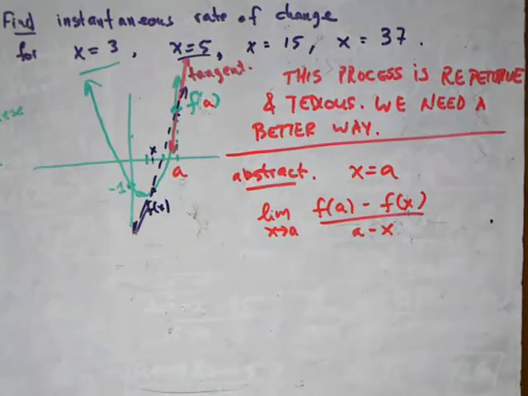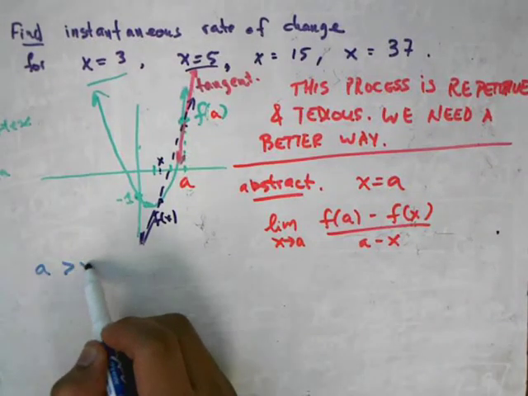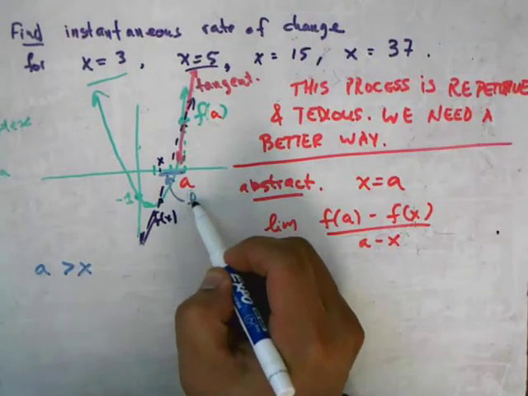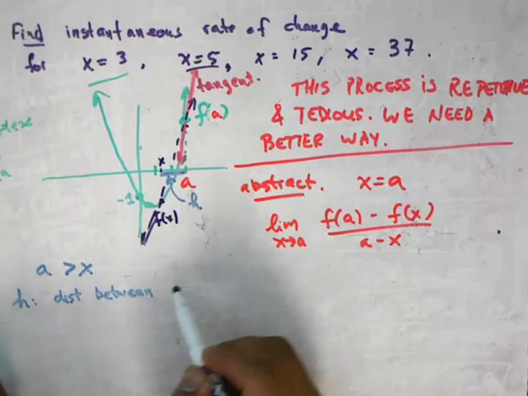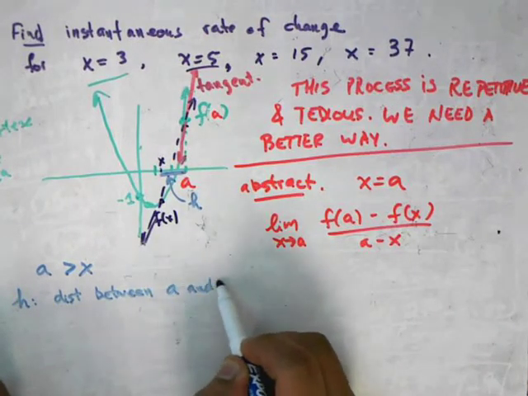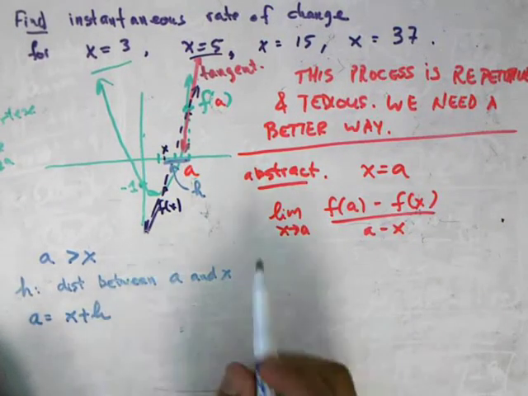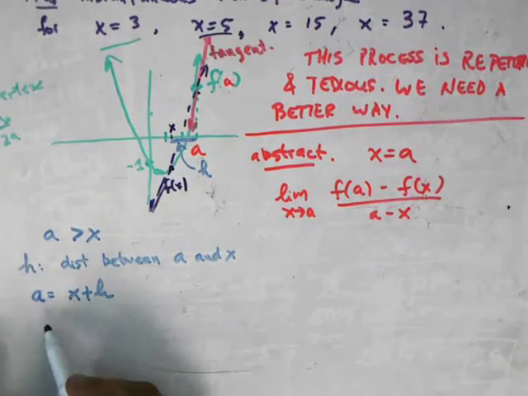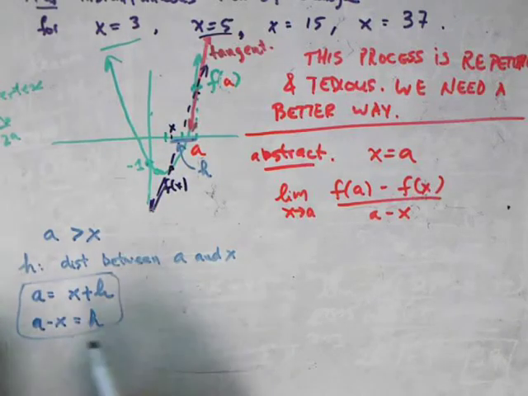Now I'm going to add another layer of abstraction here, and we can see here from the graph that a is actually greater than x, and that the distance between x and a, we'll call that h. So h is the distance between a and x. So in other words, a is equal to x plus h. X plus the distance h equals a. And then I can do a little bit of algebra here. A minus x equals h. And really these two things are saying the same.